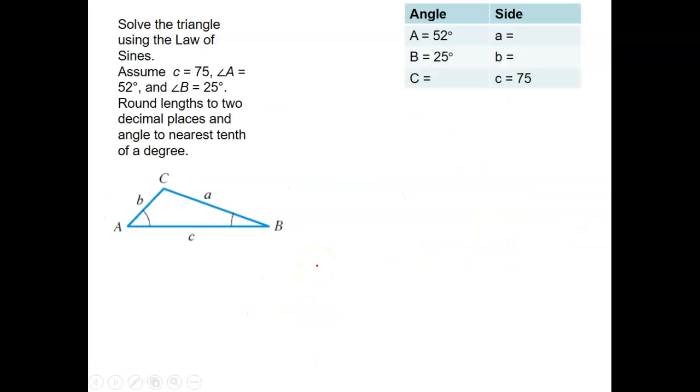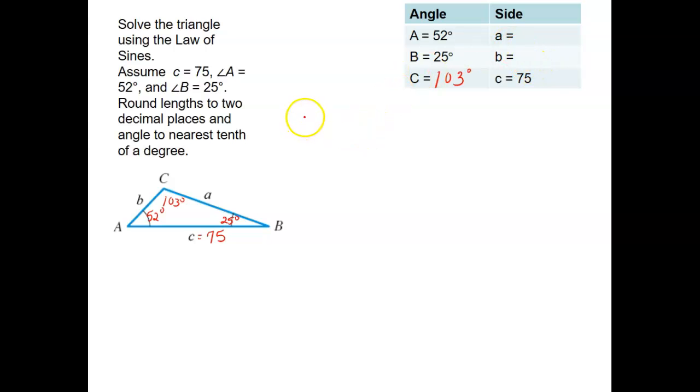I'm going to advance here where I have a little bit more room to work. We already said this was 75. Angle A was 52. Angle B was 25. And we found angle C to be 103. So I'm going to go ahead and write that in here. I would suggest making a chart similar to what I have here, just because it helps you keep organized with what you found and what you still need to find. Okay, so we're ready to go for side A and side B.